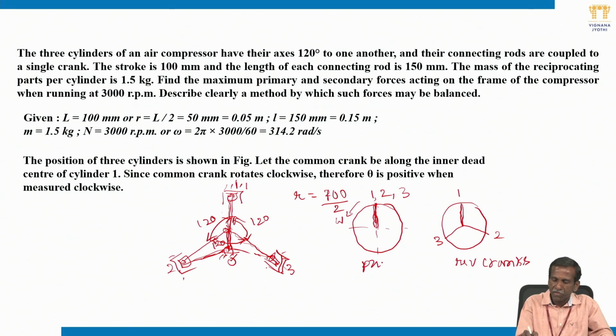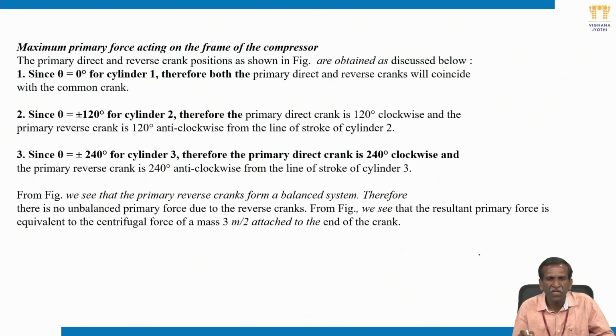This is the primary crank position, that is direct. We can say direct. This one is primary. Reverse means you can say secondary or reverse. This is direct and reverse. Now, because of the position of these 3 cylinders, with each having a reciprocating mass m to be balanced, how do you calculate the primary unbalanced force first? Then the reverse crank is obviously going to give a balancing effect. So we see the primary reverse cranks for a balanced system.